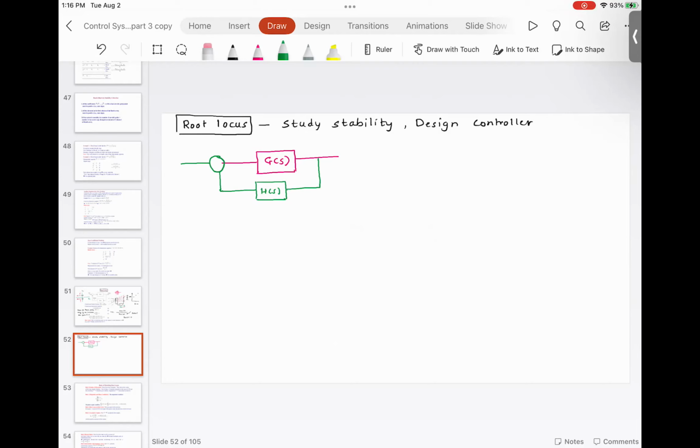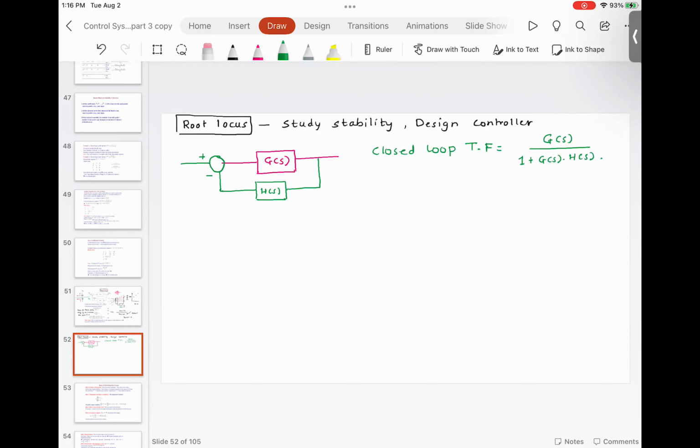And once I have this, I can write down something called the closed loop transfer function. This closed loop transfer function is given as G(s) divided by 1 plus G(s)H(s). So this is the closed loop transfer function.